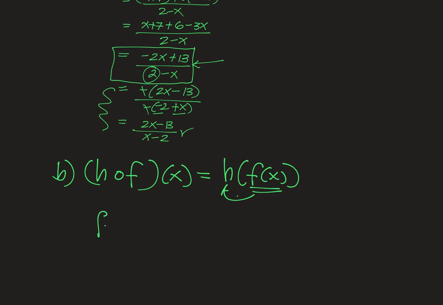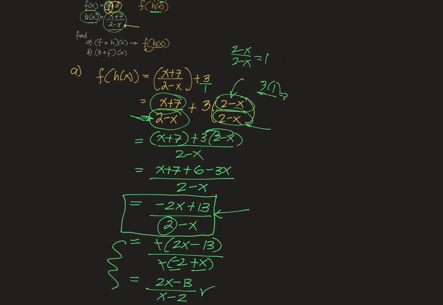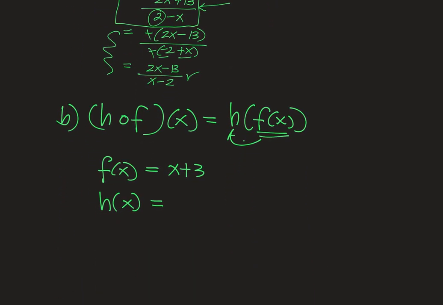Let us copy our functions again. F of x is equal to x plus 3. And our h of x is equal to, let me just look at it again, x plus 7 over 2 minus x. X plus 7 over 2 minus x.